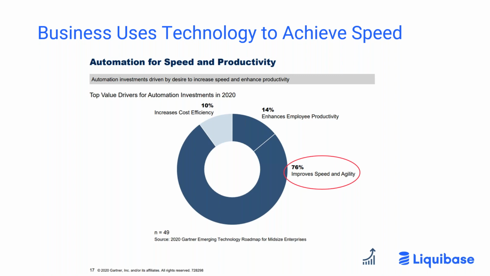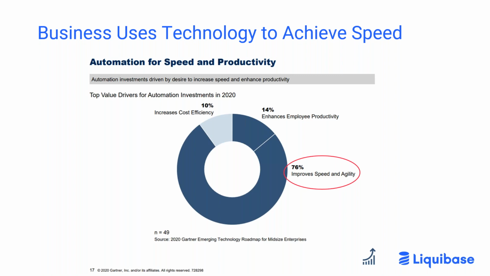So this, for example, is a report that Gartner delivered a few weeks ago on an emerging technology roadmap for mid-sized enterprises. And they had this poll in there, which was, why are people investing in automation? 76% came back with it improves speed and agility, right? What speed and agility actually means, don't know, but we want some of it, right? It immediately skews that way, and you can make the argument that the other 14% about productivity is probably a speed-related comment.